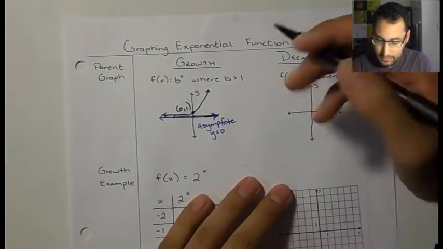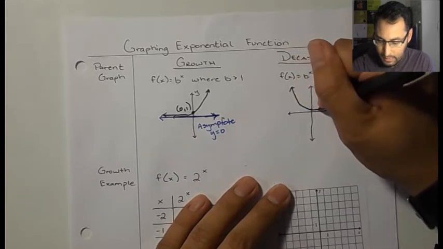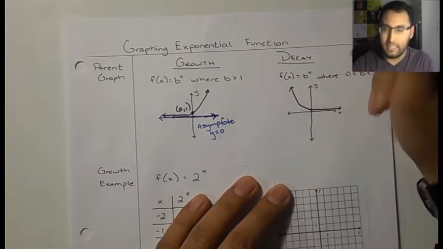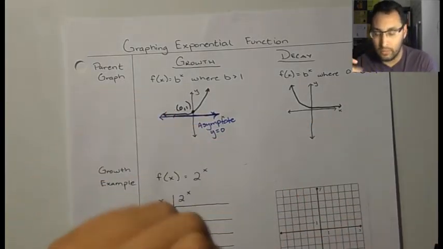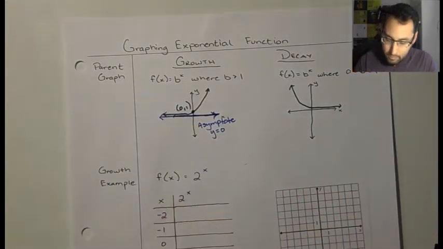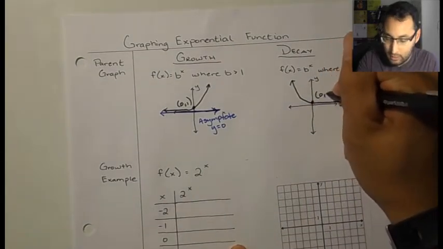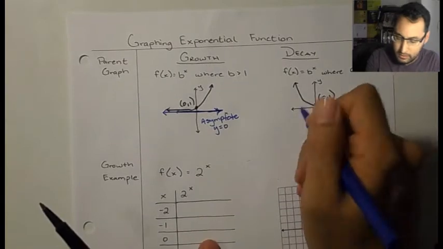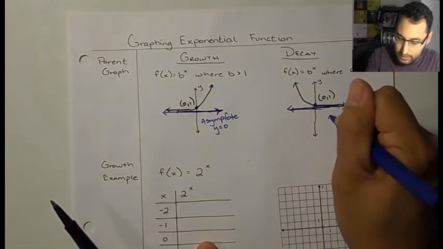Okay. Decay, it's kind of mirrored. It's coming from very high and then going low, constantly getting closer to the x-axis, but never reaching it. So it's also crossing through the y-axis at 0, 1. And I'm just going to write in, right, that's where the asymptote is, also on the x-axis.